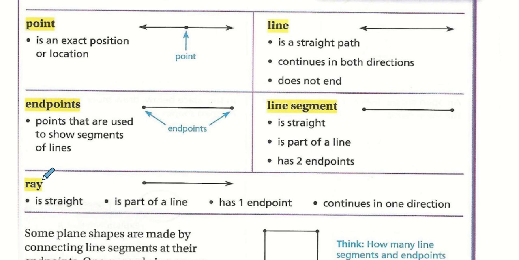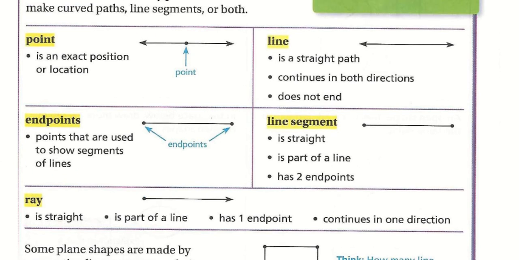A ray is the other one, so it's also part of a line and it's straight, similar to a line segment, but it has one endpoint and then continues on in one direction forever. Okay, so it's kind of similar to both a line and a line segment. Lines go in both directions forever. A ray only goes in one direction forever. Okay, and it has an endpoint on its other end showing that it stops. So lots of math vocab words that we need to make sure that we know, so we will keep referring to these words.